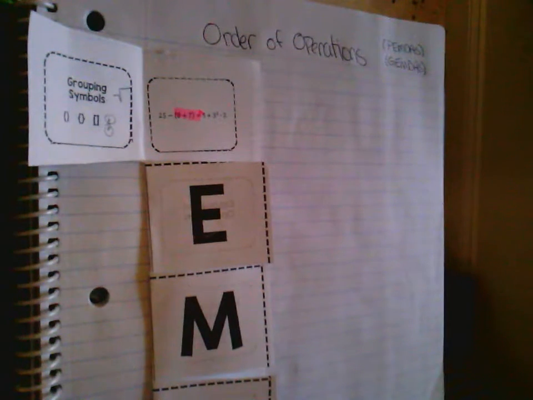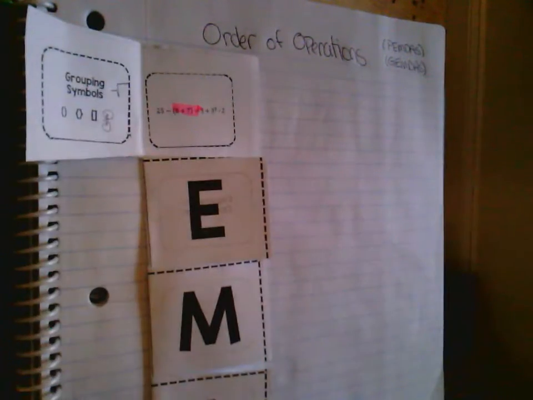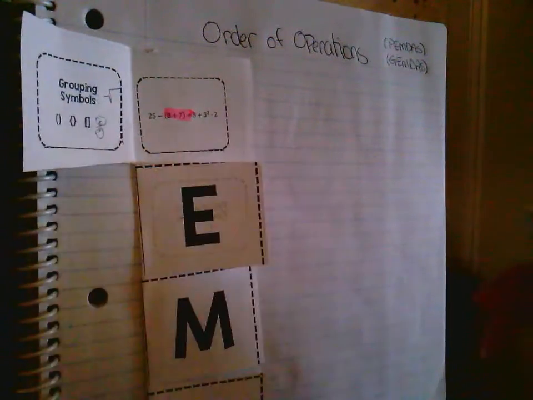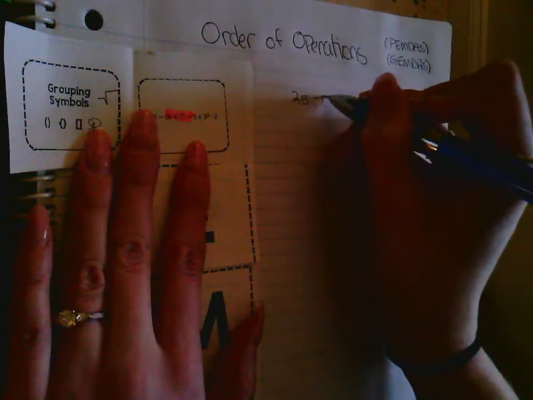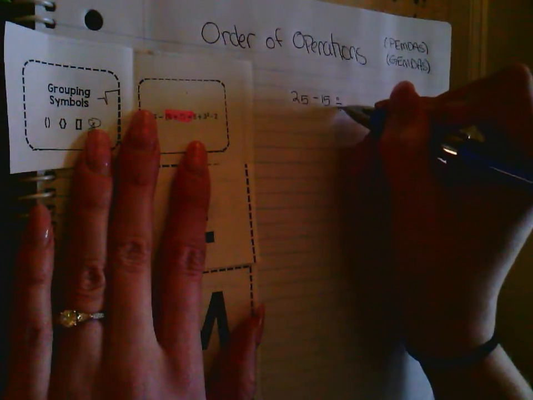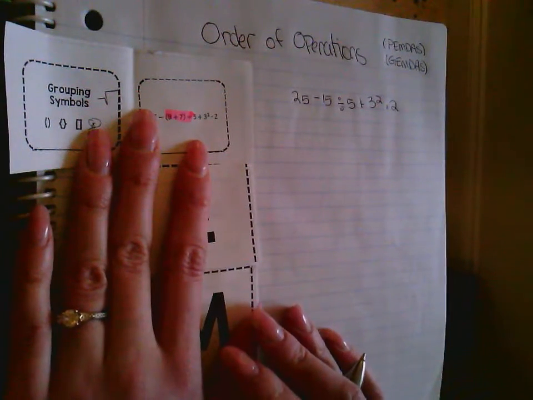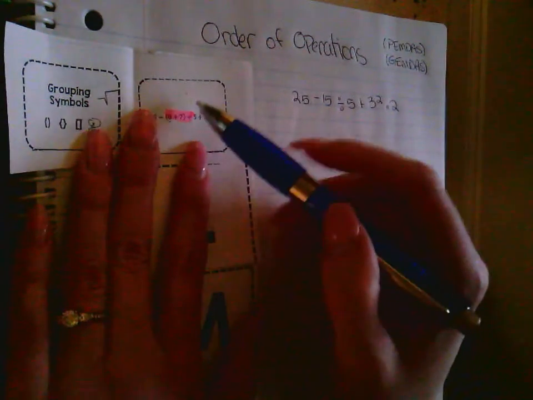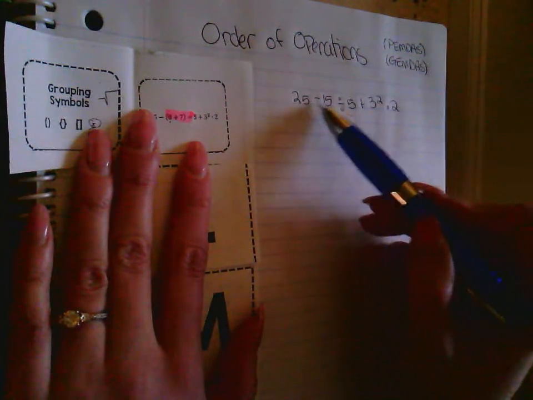So the first thing we're going to do is solve 8 plus 7. So what is 8 plus 7? You're not sure? Use your calculator and type it in. 8 plus 7 is equal to 15. So we now have 25 minus 15 divided by 5 plus 3 squared times 2. So we've done our first step. Our first step was to combine these two that are inside of a grouping symbol, the parentheses, to get the 15, and we subtract.